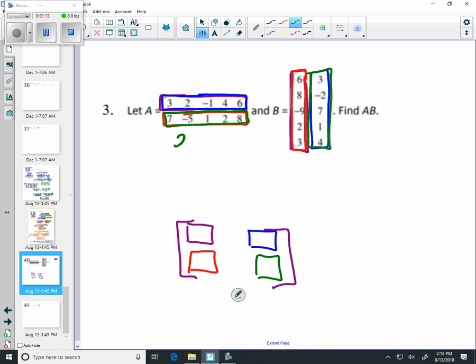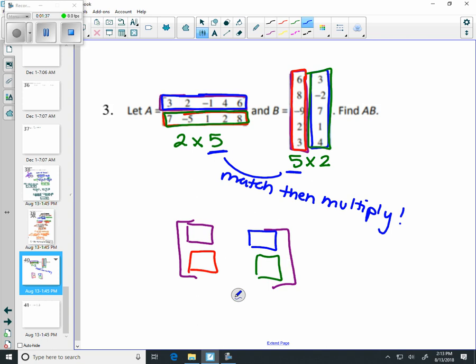Here, this was 2 rows by 1, 2, 3, 4, 5 columns. This one was 1, 2, 3, 4, 5 rows by 2 columns. And so if these match, then you can multiply. If those two didn't match, you could not multiply. And if they match, then the dimensions of your answer are going to be these outside. So that's why we have a 2 by 2 as our answer here.